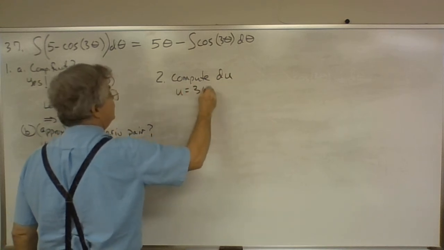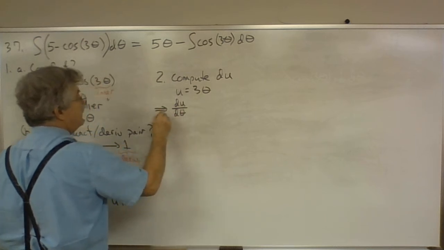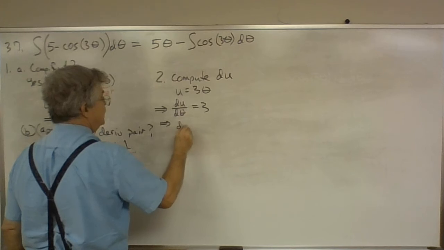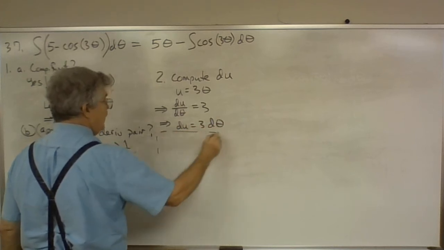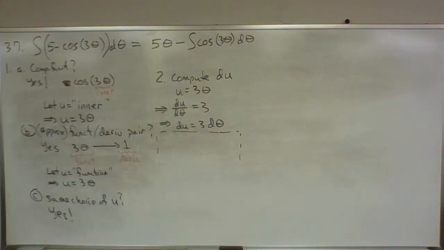u equals 3 theta, du d theta equals 3. Du equals 3 d theta. And we'll leave one more line blank for our scratch work later on.